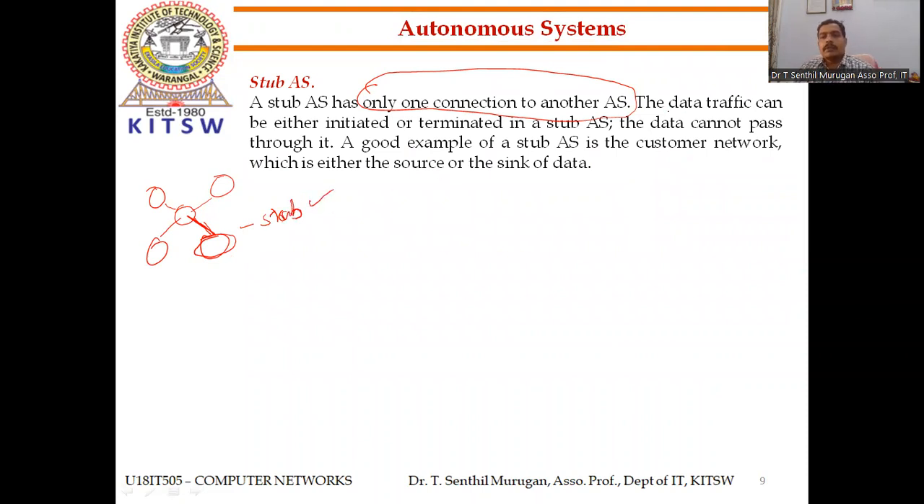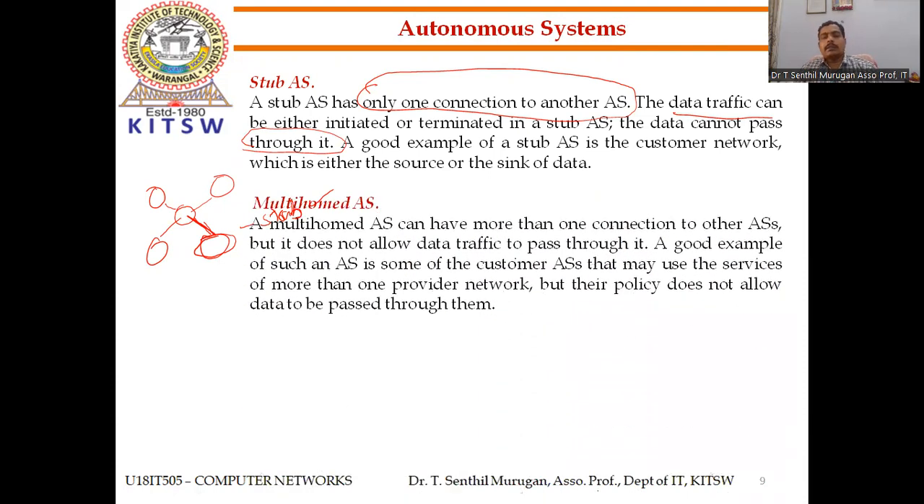Just remember what this means. Data traffic can be either initiated or terminated here. It will send or it will receive. It is not forwarding. It cannot pass any datagram through it. It may be the starting point or the ending point. It is not acting as an intermediary.